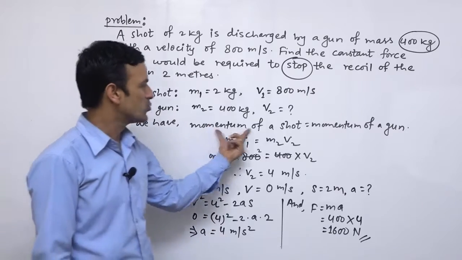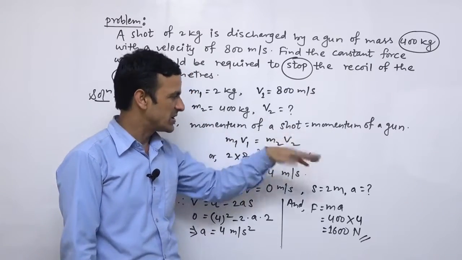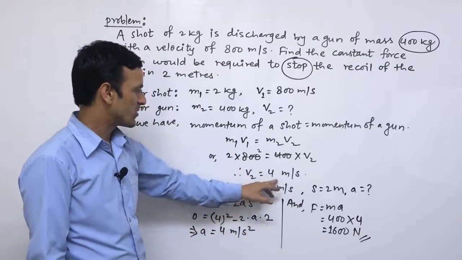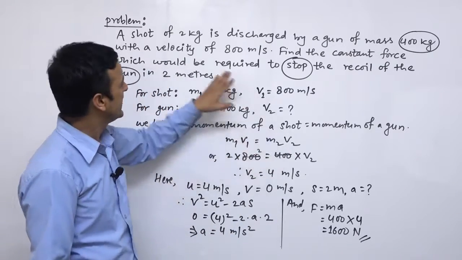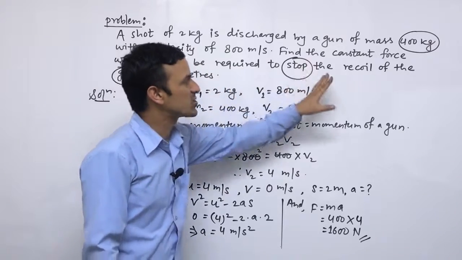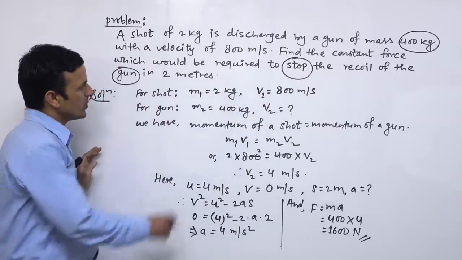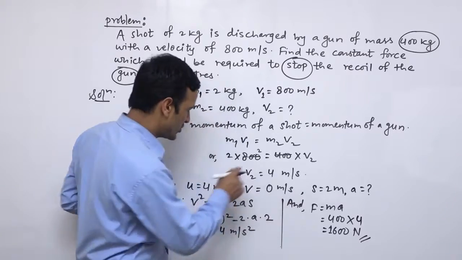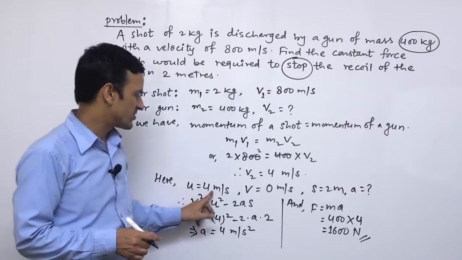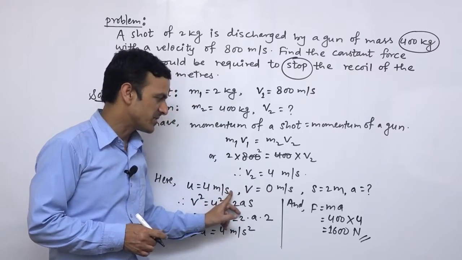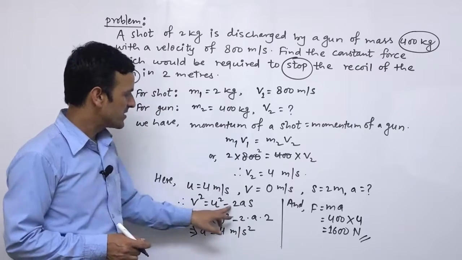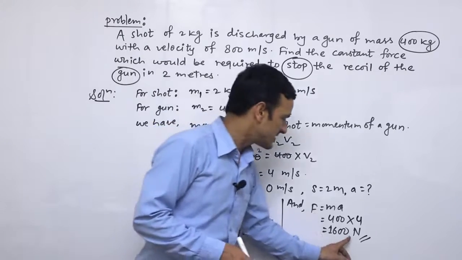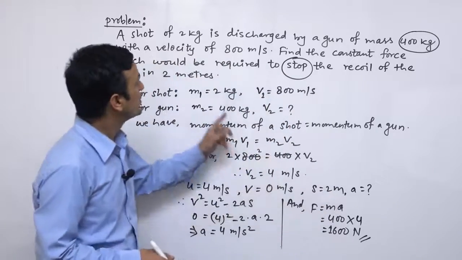So in this way, the momentum after collision and before collision are equal and we can find the velocity, this one 4 meter per second, and finally we want to stop the gun which covers 2 meter distance. So for final velocity it will be 0 and initial velocity it is 4 meter per second. So we can use this force as the retarding force, which can help to stop the gun.